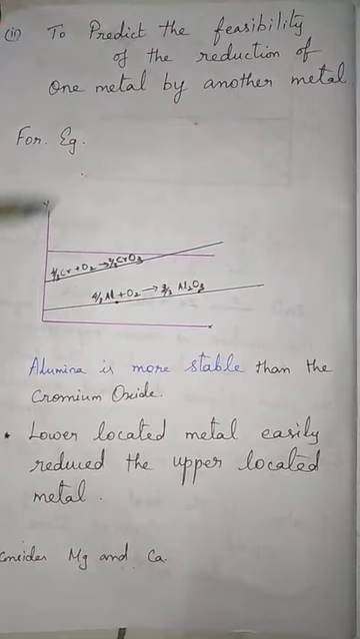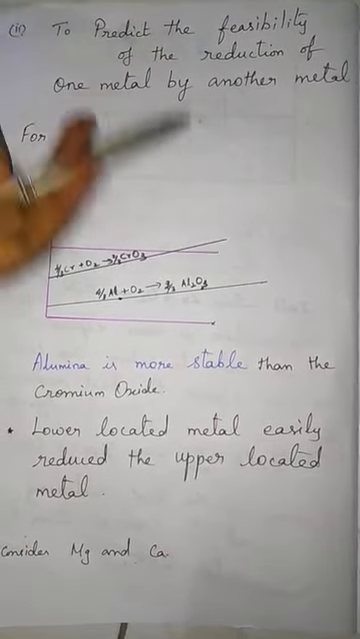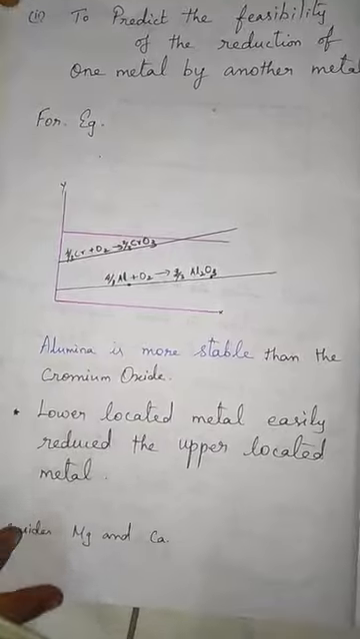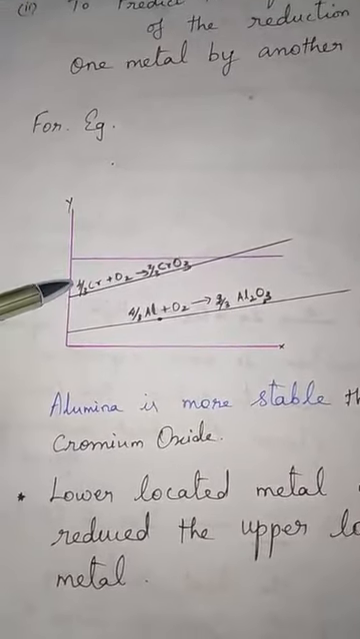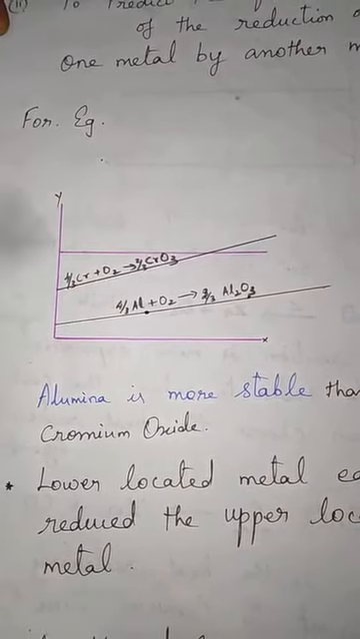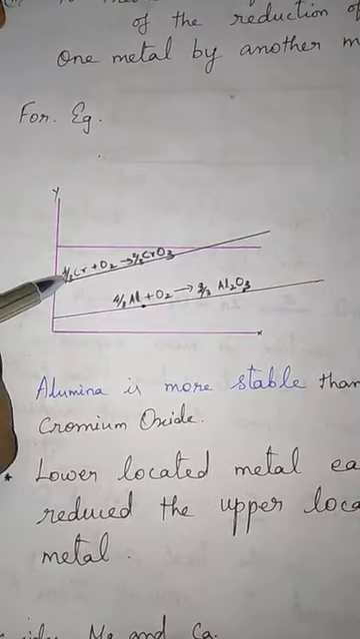The second application is to predict the feasibility. The Ellingham diagram is used to predict the feasibility of the reduction of one metal oxide by another metal. See, now only I told that aluminum trioxide. I have just taken the graph from the Ellingham diagram from your textbook. See, listen here. Aluminum I have drawn here and chromium here.